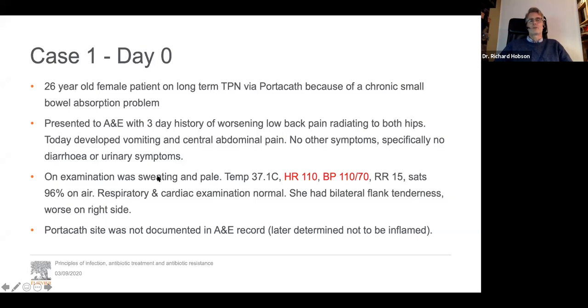On examination at admission, she was sweaty and pale, but she was afebrile. Her heart rate and blood pressure were moderately abnormal, respiratory rate normal, SATs 96% on air. The only abnormal examination findings which are reported were bilateral flank tenderness, which was worse on her right side. The portacath site wasn't actually documented or mentioned in her ED A&E records. Later, it was determined that there was no inflammation at the site of the portacath.